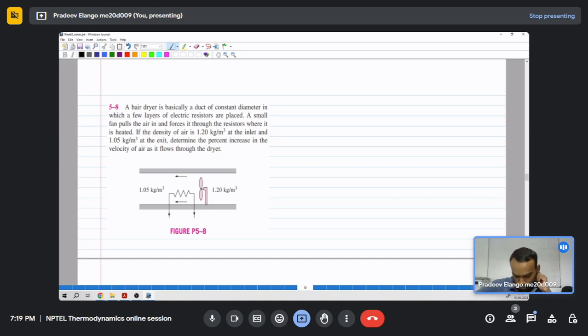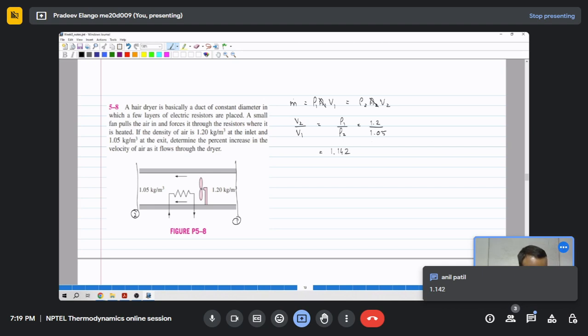So we know because of the steady state we can have m dot as rho 1 A1 V1, say at inlet 1, equal to rho 2 A2 V2 at outlet 2. The diameter of the duct is constant, so A1 is equal to A2. We can neglect this term. Then we will be left with rho 1 V1 equal to rho 2 V2. Now writing V2 by V1, we have rho 1 by rho 2, that is 1.2 by 1.05. This is 1.142.